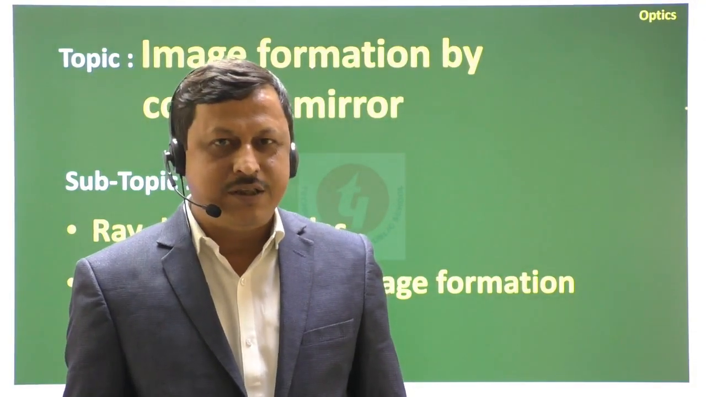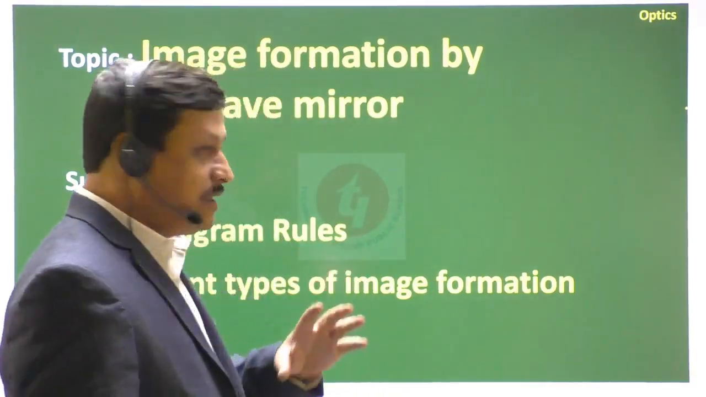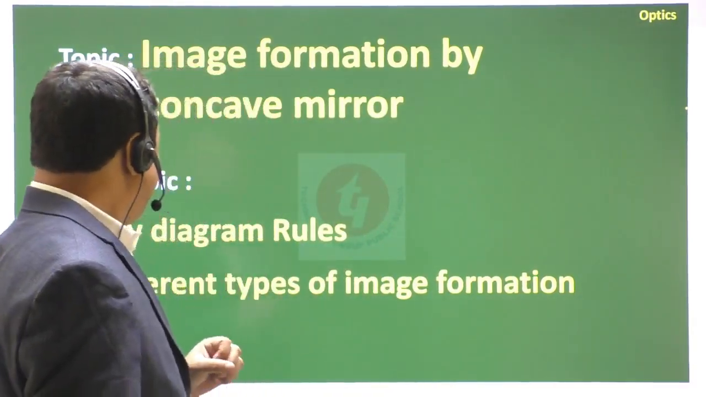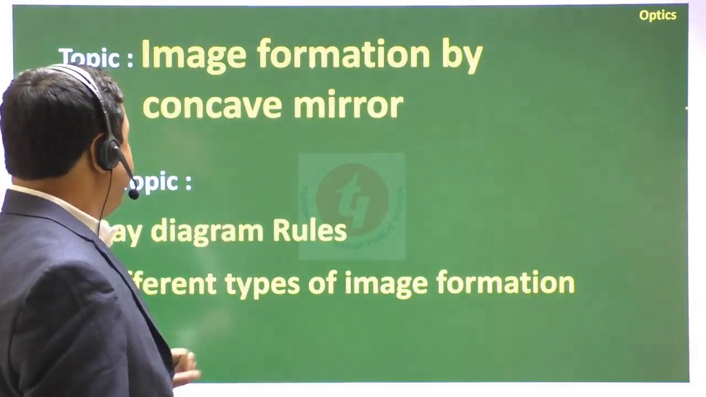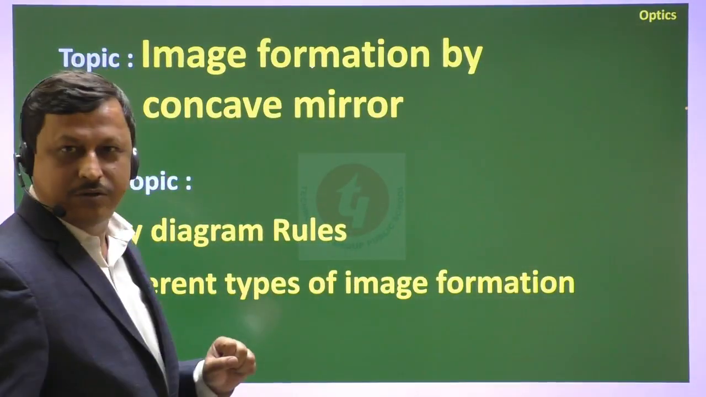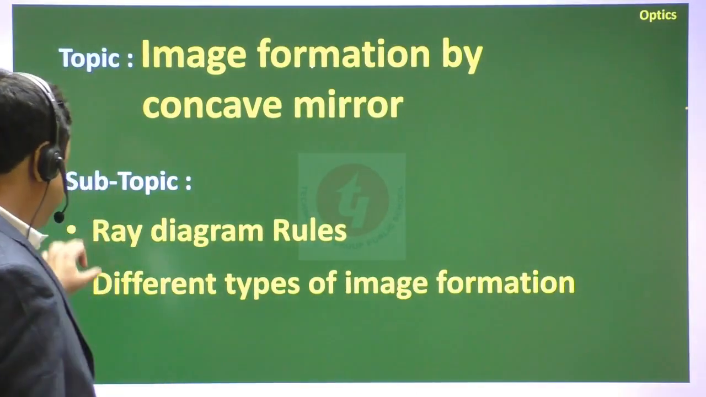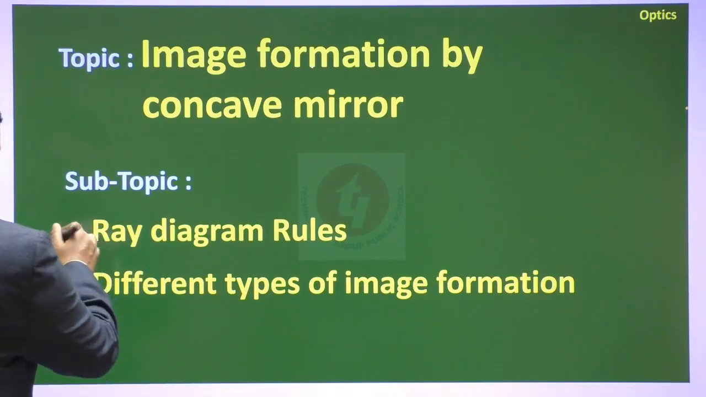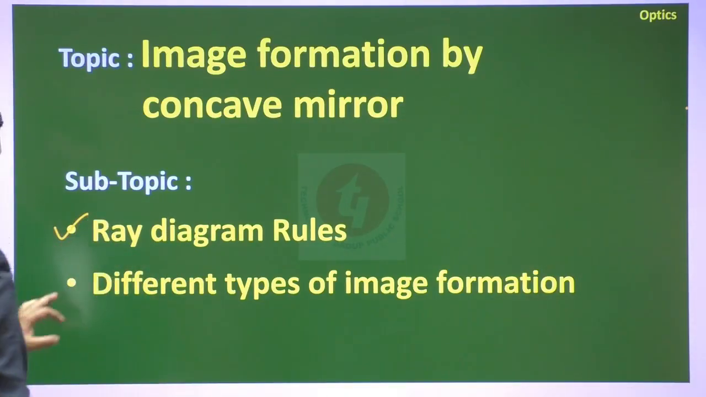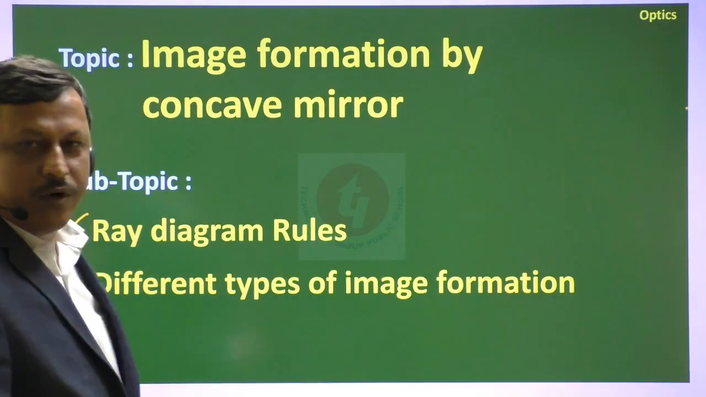Today we will discuss the chapter optics, but it is a very big chapter. We only discuss today the topic image formation by concave mirror. There are two subtopics for today: ray diagram rules, and another one is different types of image formation.